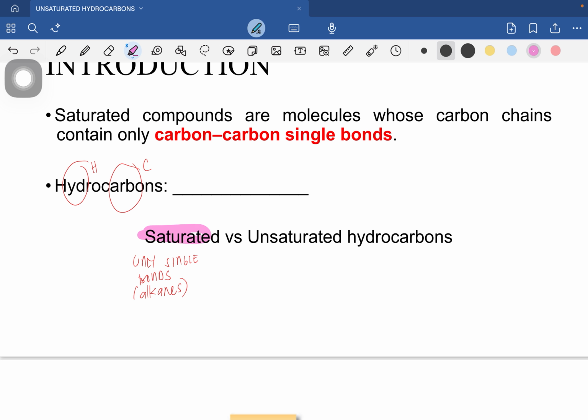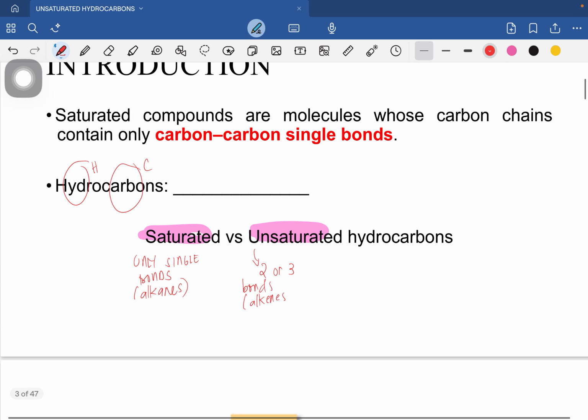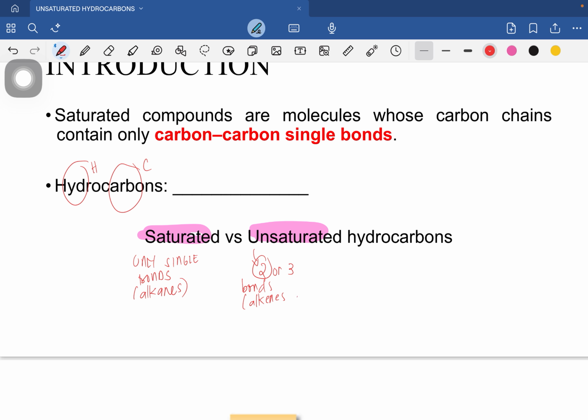And we also have unsaturated hydrocarbons. When we say unsaturated hydrocarbons, guys, these are hydrocarbons that contain two or three bonds. And we all know the names for these hydrocarbons. Those that have double bonds are your alkenes, and for hydrocarbons that have triple bonds, these are called your alkynes.